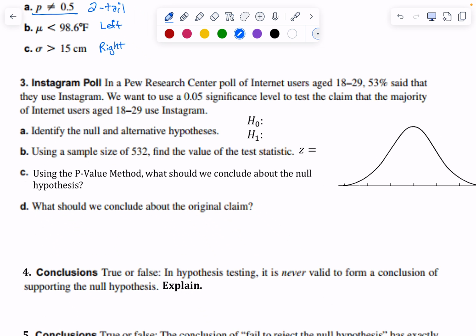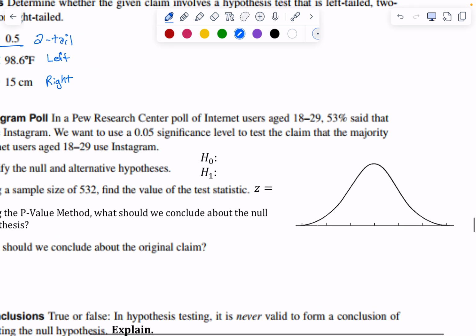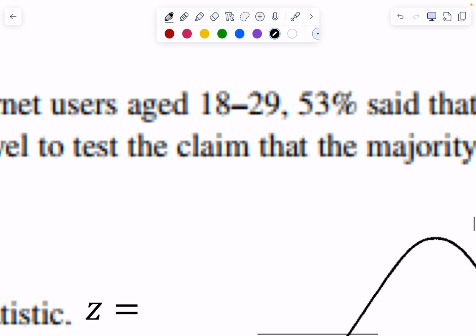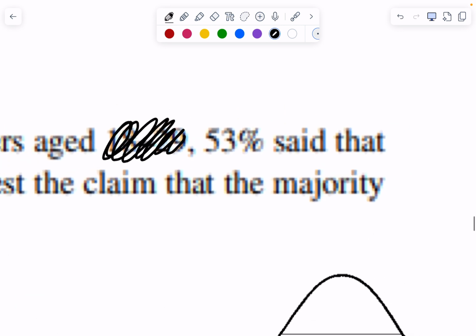Number 3. In a Pew Research Center poll of internet users 18 to 29 years of age, we don't care about that. 53% said that they use Instagram. What's 53%?